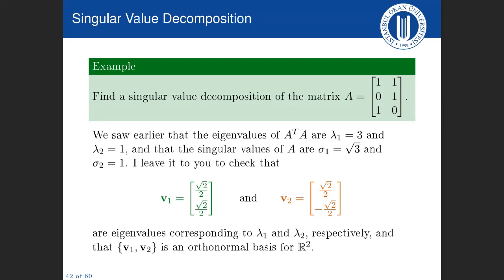I'm going to leave it for you to check that these vectors V1 and V2 are eigenvectors corresponding to lambda 1 and lambda 2 respectively. And I'm going to leave it for you to check that this is an orthonormal basis for R2. The basis part is easy if we have linearly independent vectors, and orthogonal vectors are always linearly independent. So what you would need to check is two things. Check that V1 is orthogonal to V2, and check that both of these are unit vectors. If both of those facts are true, then we have an orthonormal basis.